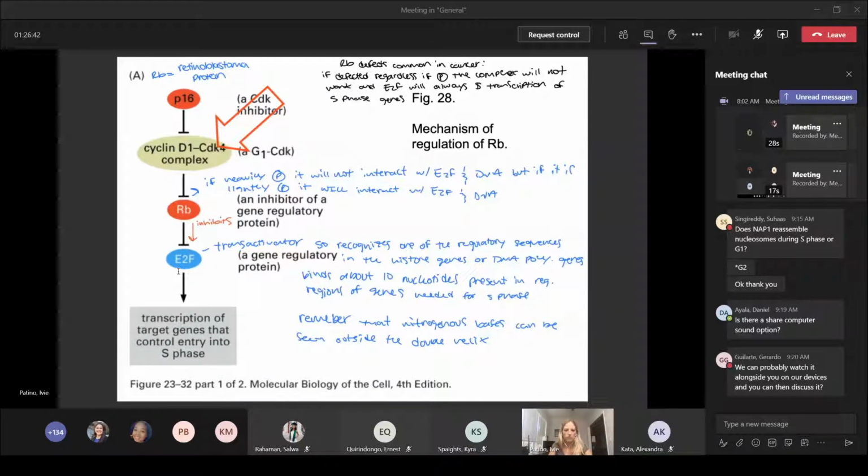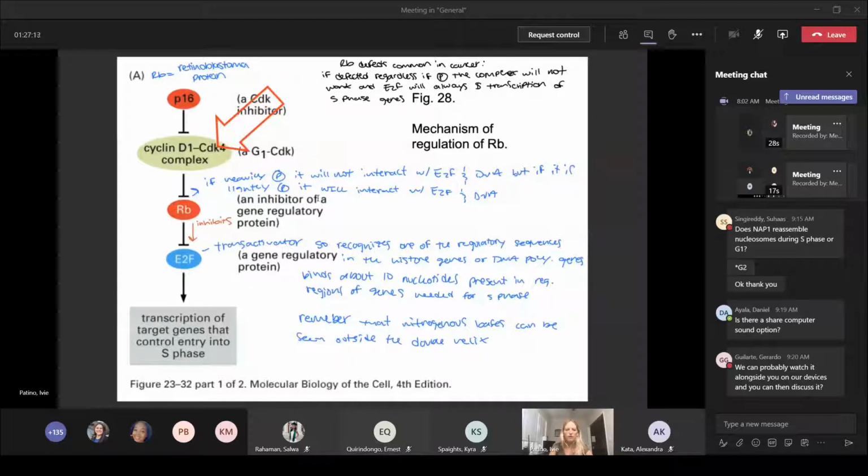So that's E2F. It acts as a transactivator. It recognizes one of the regulatory sequences in the histone genes or DNA polymerase genes. So it has to recognize that sequence and bind to it, and then it will recruit that HAT so that we can have access to those genes that are needed for S phase.